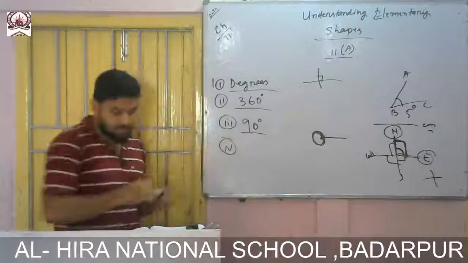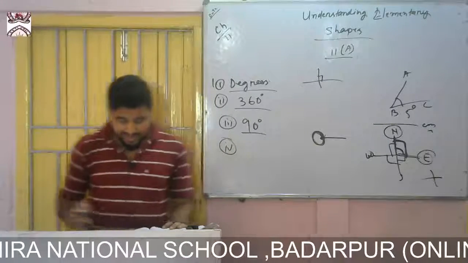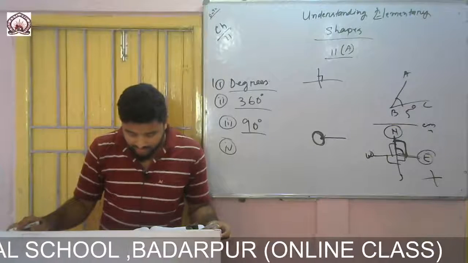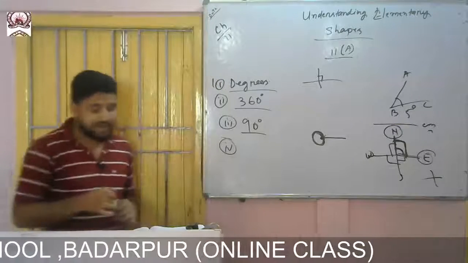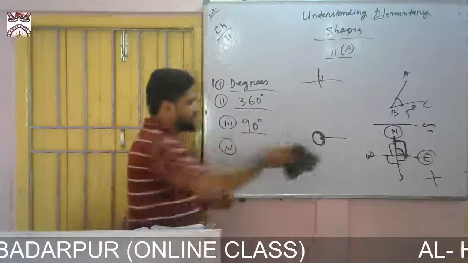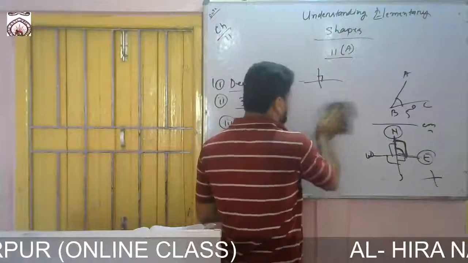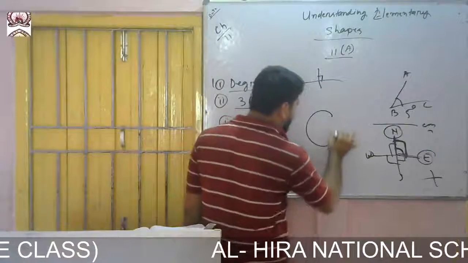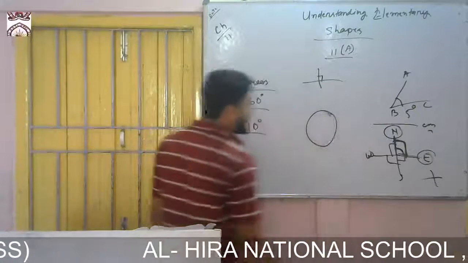Number 4, what is there? What is the angle between the hands of the clock at 6 o'clock? Let me draw a clock. Suppose this is a clock.